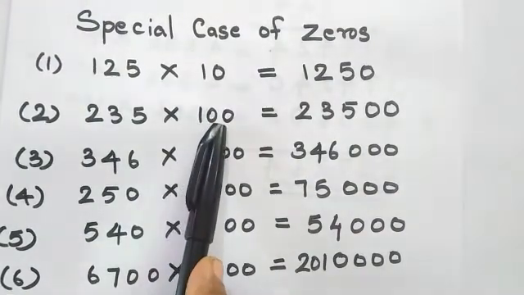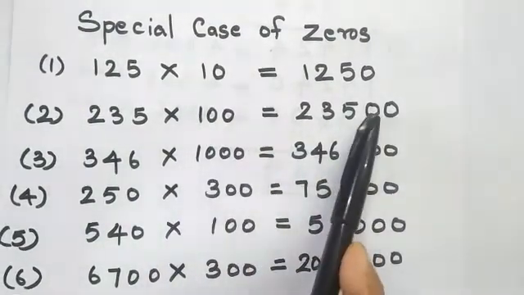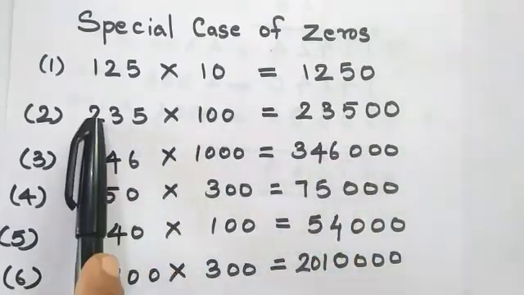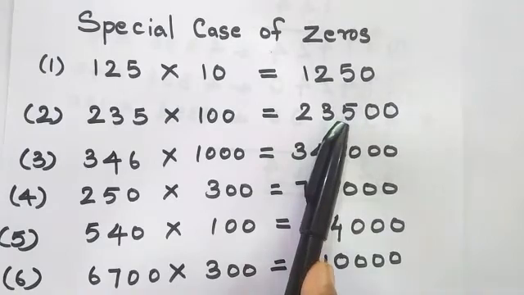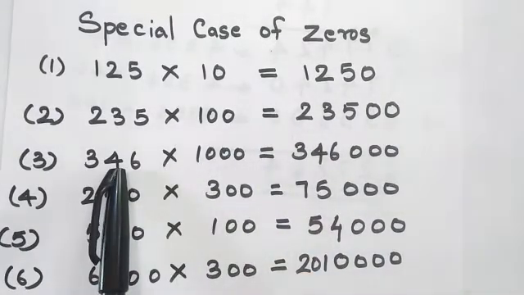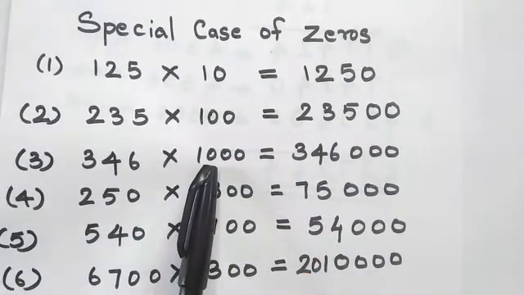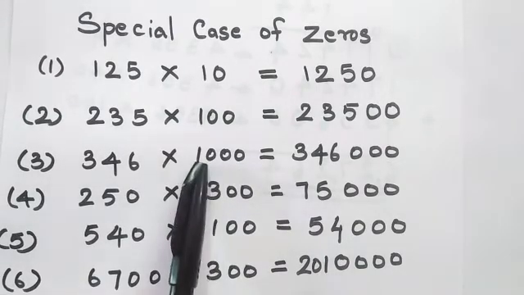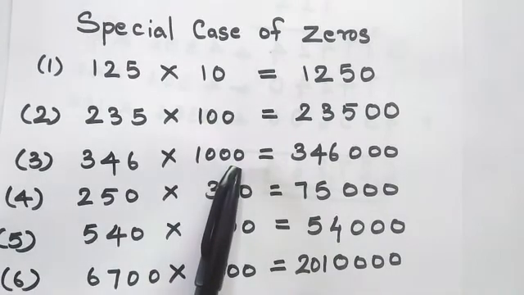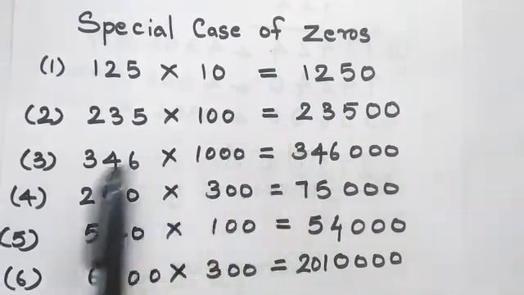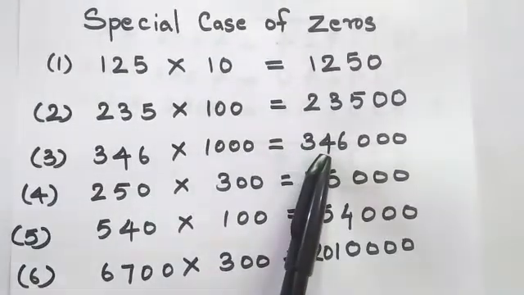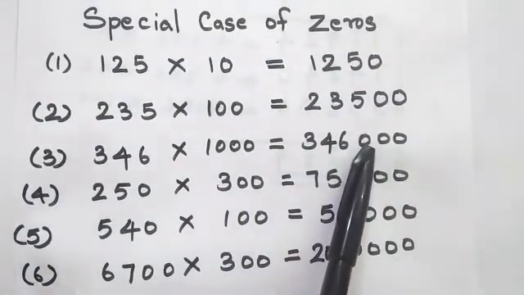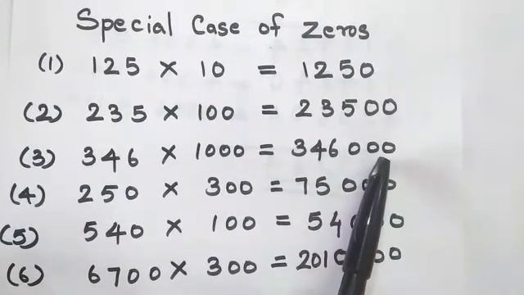Okay. Then multiply with 100. How many zeros in 100? 2 zeros. First we put 2 zeros. Then 235 into 1, 235. Okay. Then next number, 346 into 1000. In 1000, how many zeros are there? In 1000, 3 zeros. Okay. So at first we will write 346 into 1, 346. Then put 3 zeros at right.